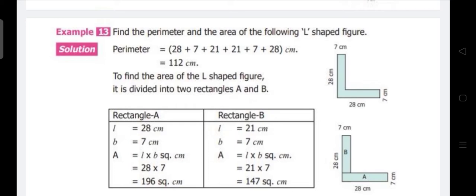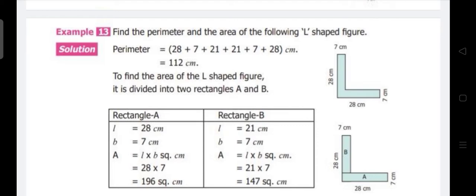First find the perimeter of the L-shaped figure. 28 plus 28 plus 7 plus 21 plus 21 plus 28. So 112 centimeter is the perimeter.